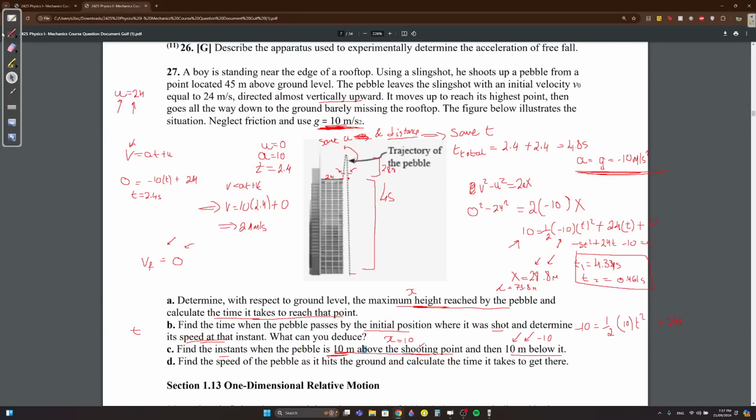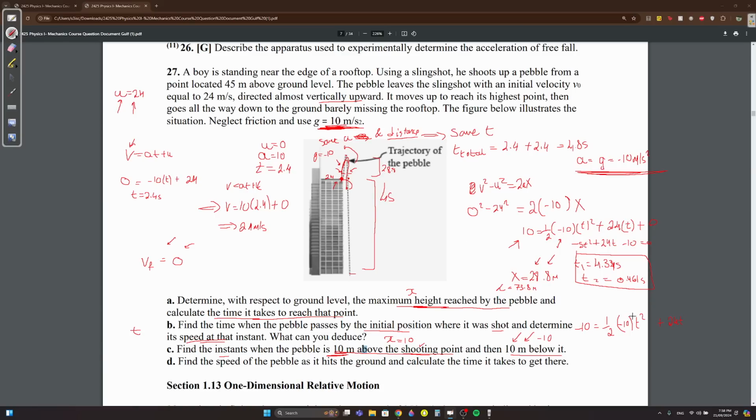Here it's still going to be minus 10, because we're still talking about the origin being here. So the motion goes like this. The origin is still here, with respect to here. So your acceleration, we started here, it went like this. So we're still referring to g as minus 10.